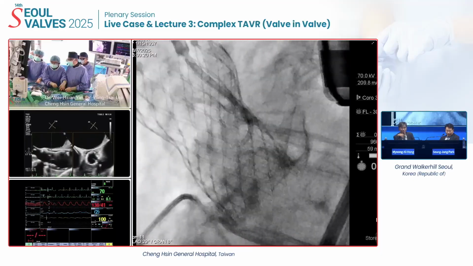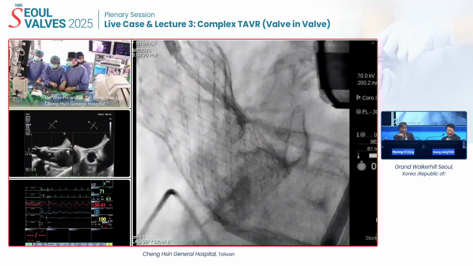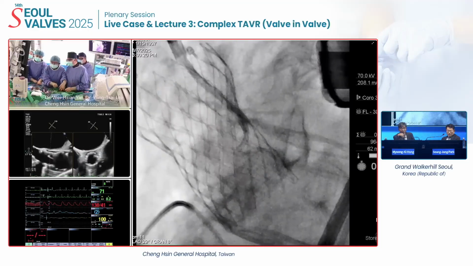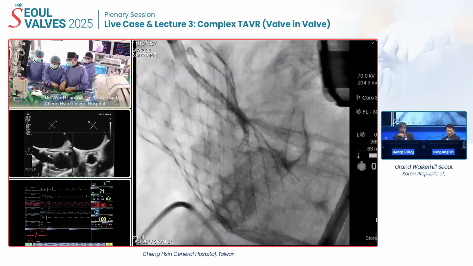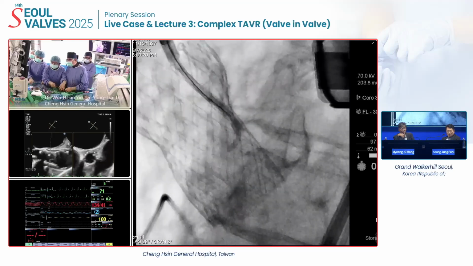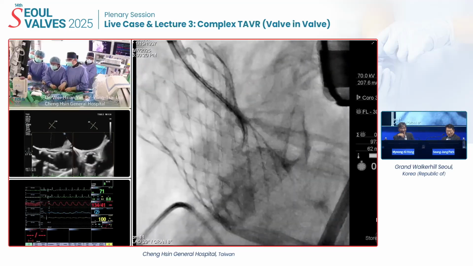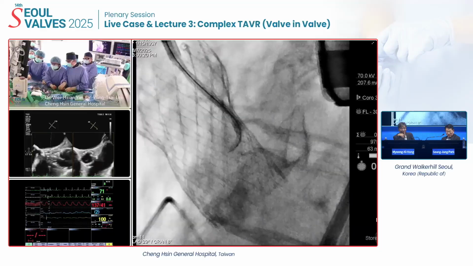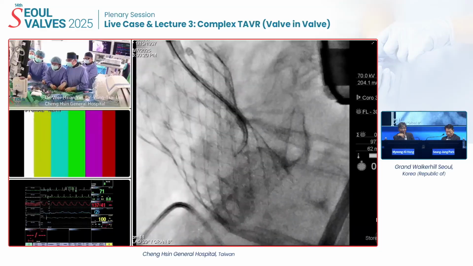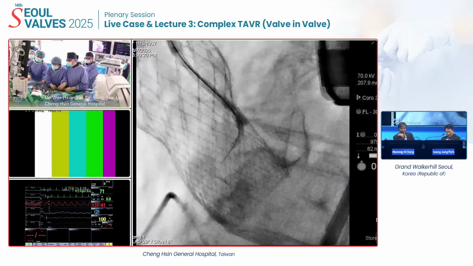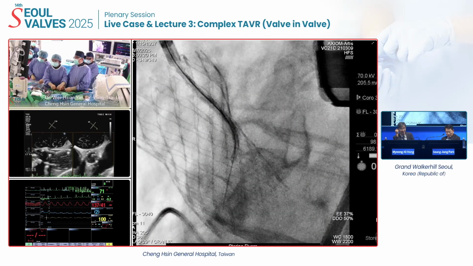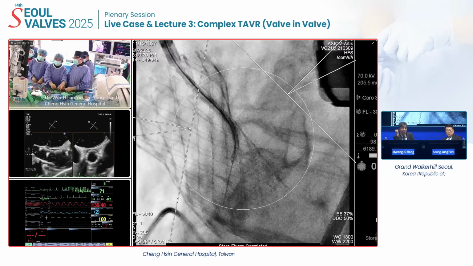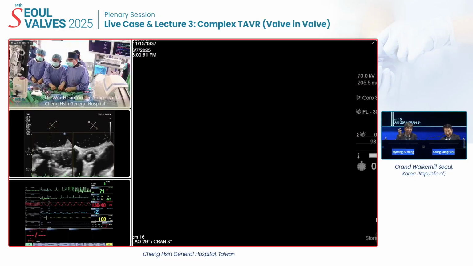Okay, if you can hear me, I cannot hear you. But if you can hear me, we are now doing the leaflet traversal with the Astato wire. As you can see, it was successfully pierced by the Astato wire.